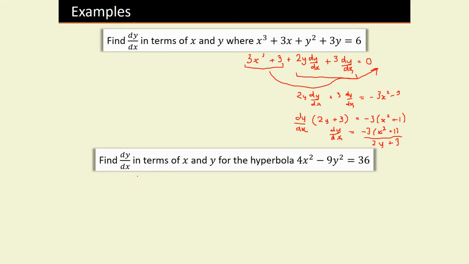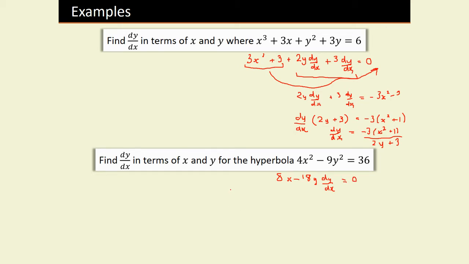The next one is a hyperbola. Again, just differentiate both sides with respect to x. 4x squared is going to give me 8x when I differentiate. And my 9y squared will give me an 18y dy by dx, yeah? Equals a 0. Constant.